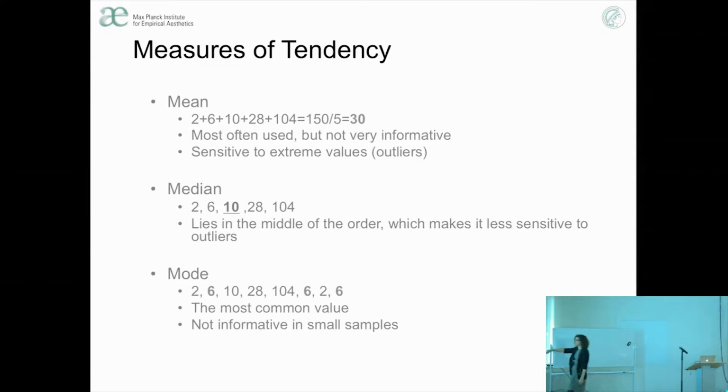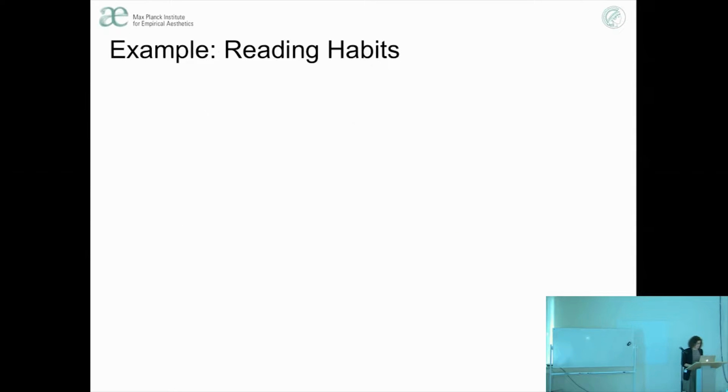So for example, here, you see there's 2 people of 2 years old in the sample, there's 3 people of 6 years old in the sample, and there's a 10-year-old and a 28-year-old. So then the 6-year-olds, that's the mode, because that's the most common value in your sample. This one is not very informative in small samples, only in large samples. So I'll give you an example.